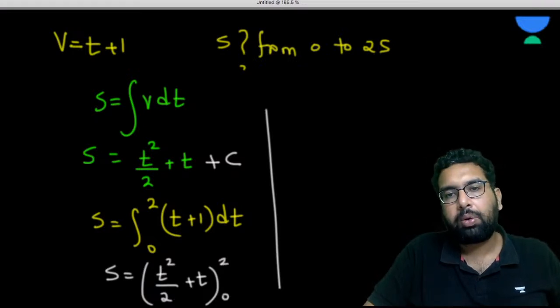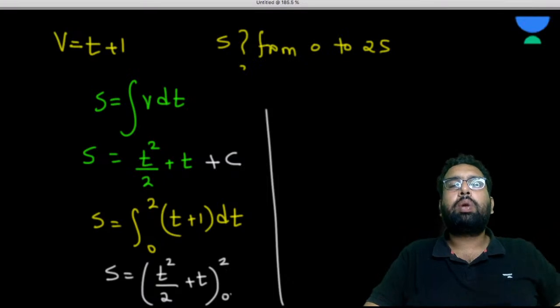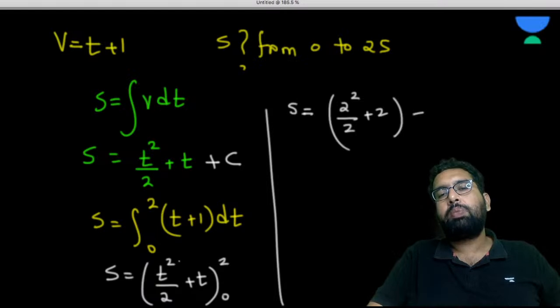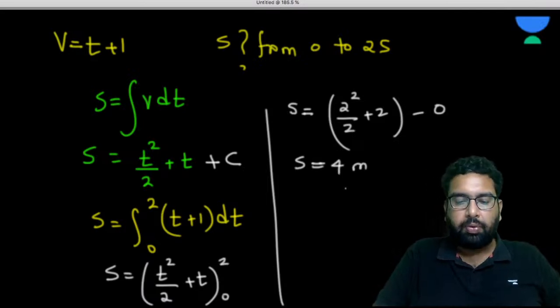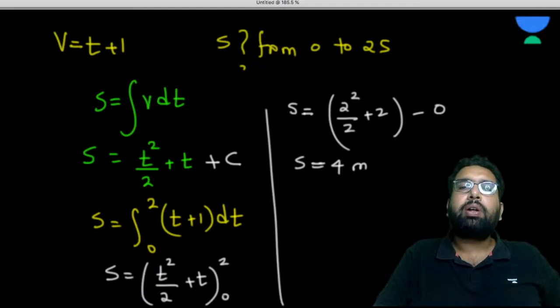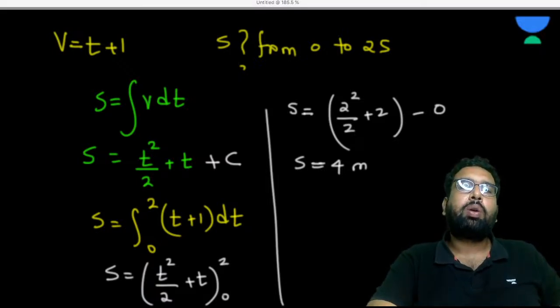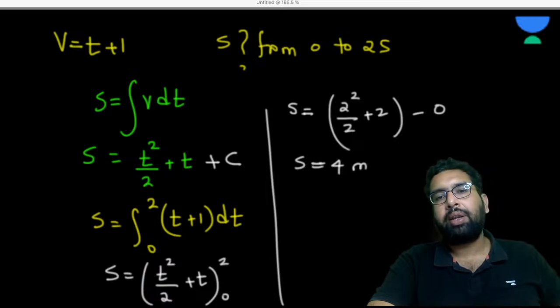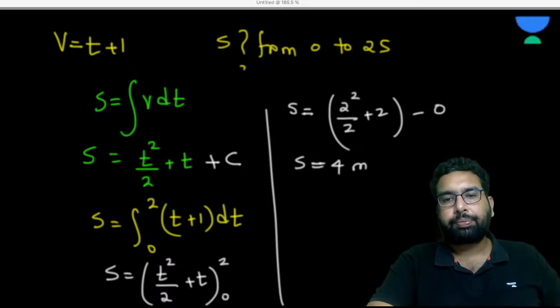See how we are going to do it. This is the upper limit, this is the lower limit, so we are going to put these limits into it. So this is going to be 2 square by 2 plus 2, minus, at t equal to 0 it will become 0, so this is going to become 4. No need of constant of integration. So see where to use the constant of integration and where not to use it. Is it fine? Please answer me.